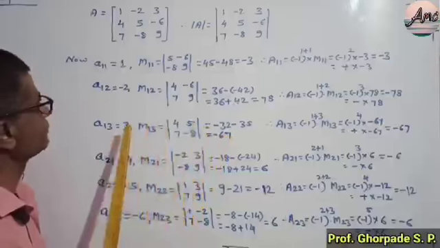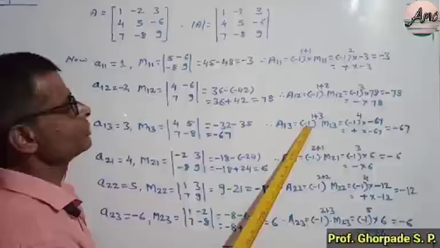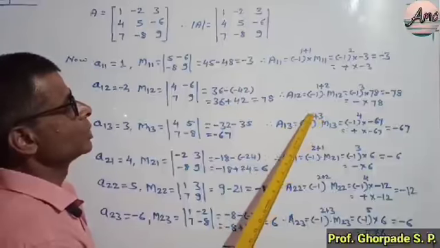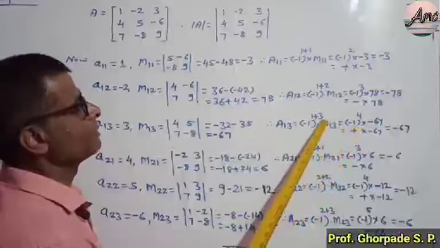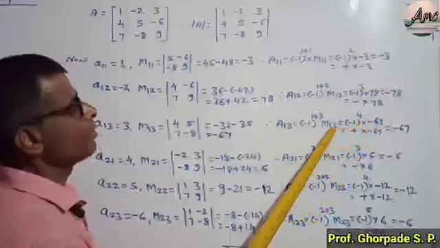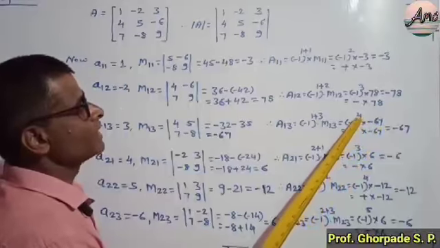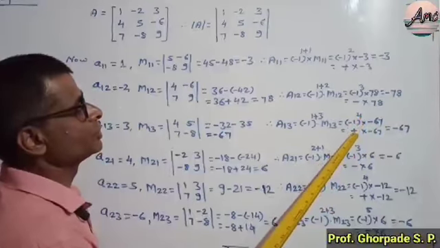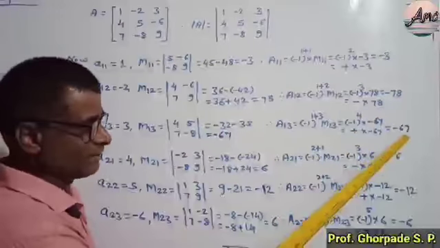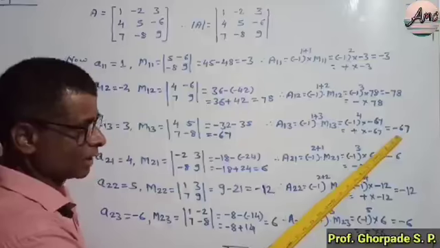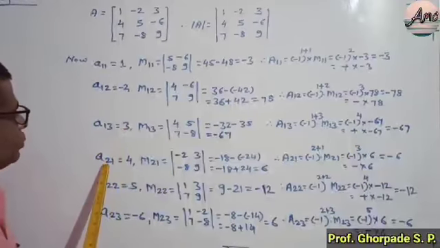So minus 67 is the minor of 3. Now its cofactor A13 is given by minus 1 to the power of 1 plus 3, row plus column, into M13. That is equal to minus 1 to the power of 4 into M13, which is minus 67. If the power of the negative term is even, you will get a positive value. Plus into minus 67 is minus 67. This minus 67 is the cofactor of this 3.